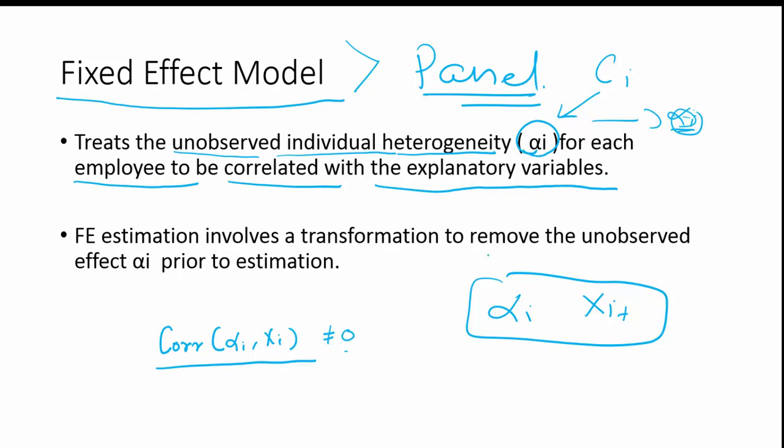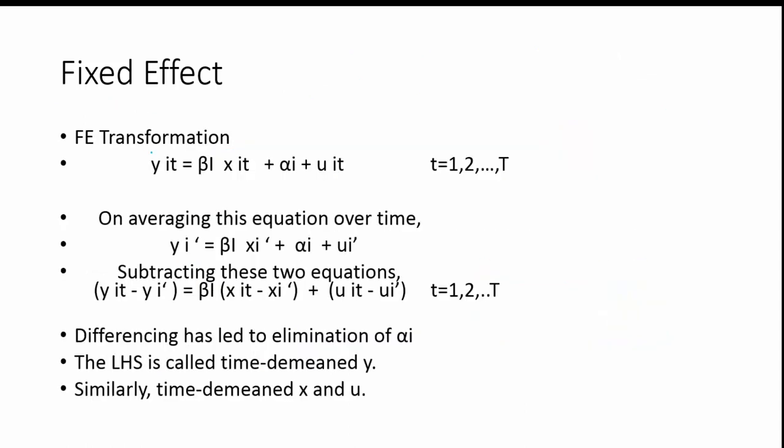Okay, we'll use a transformation to remove the unobserved effect, pretty much like the first difference estimation type. Here also we are going to get rid of the alpha i term, the unobserved effect, before doing the estimation. So the fixed effect transformation will look something like this. The original model is y_it, and then we have the unobserved effect. Let's ignore the intercept for the moment, and then we have the slope coefficient beta, the independent variables and the error term.